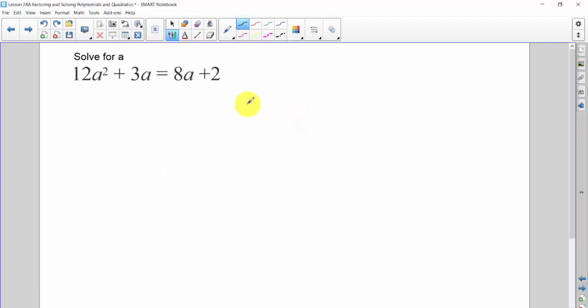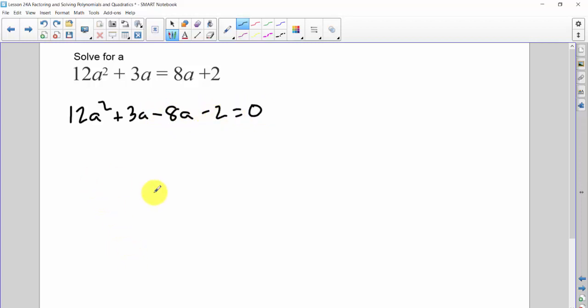So in this case, again, I don't have anything set equal to 0. It's a quadratic because I have a squared term. I'm going to keep this 12a squared positive and bring everything else to the other side. In doing so, I get 12a squared plus 3a minus 8a minus 2 equals 0.